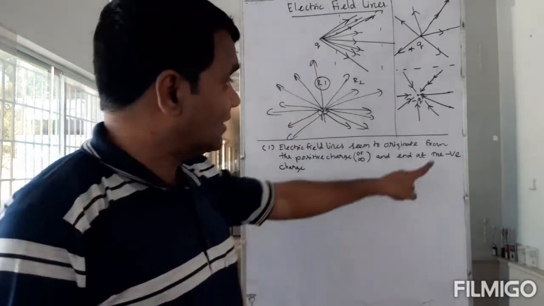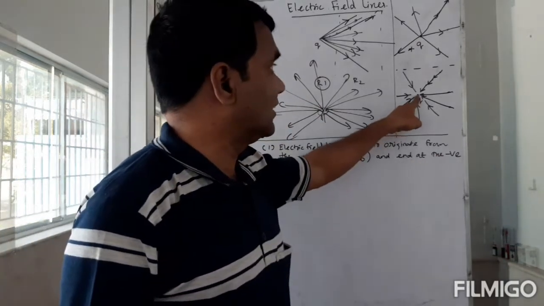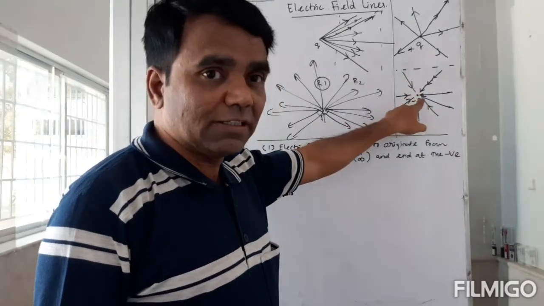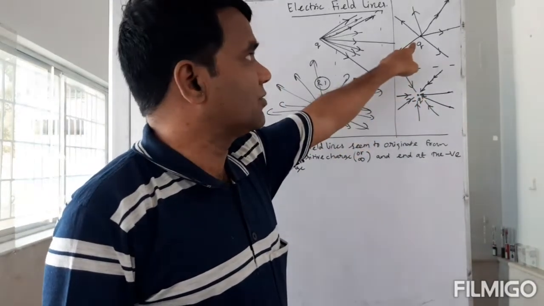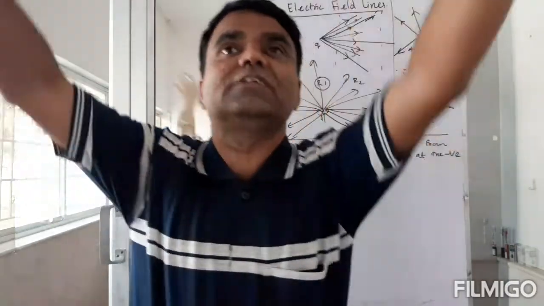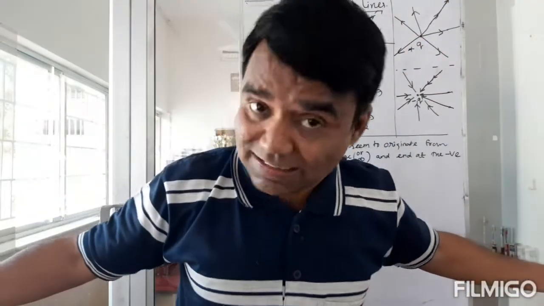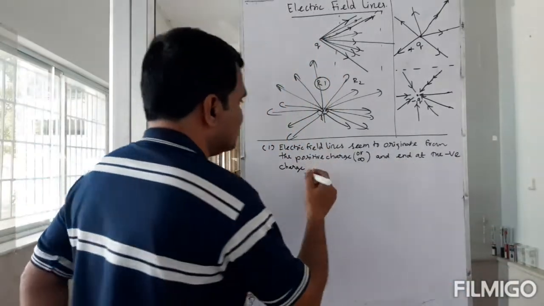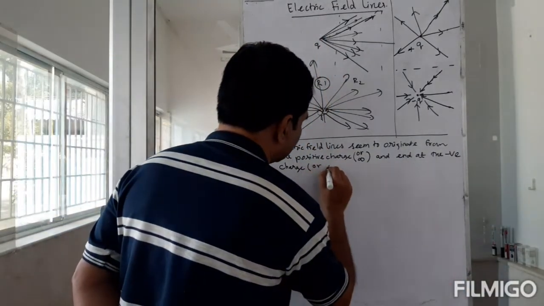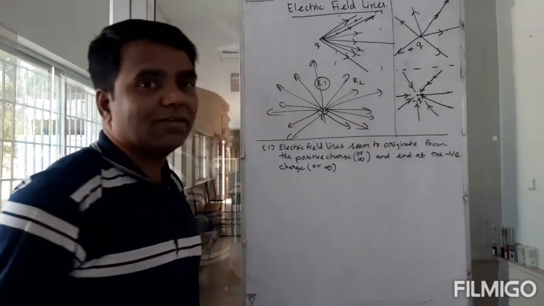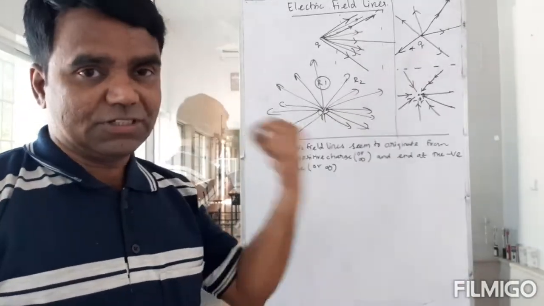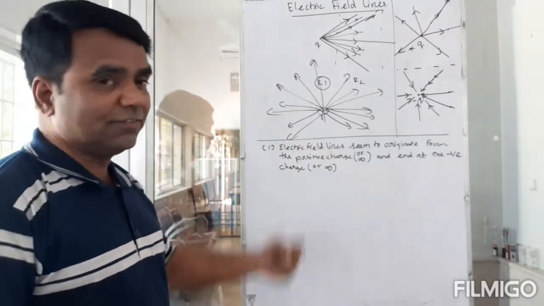And end at the negative charge. You see, they end at the negative charge. Wonderful. But what of the positive charge? They go from the positive charge, they spread out. Where will they end? Again, at infinity. So I'm going to use the same thing: or at infinity. Okay, so that's the first characteristic of electric field lines.